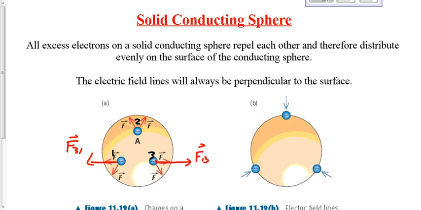They push each other apart with an equal and opposite force, right? 3 is pushed away from number 2. I'm going to call that F23. But 2 is pushed away from number 3, so I'm going to call that F32. 2 pushes number 1 away. 1 pushes number 2 away.